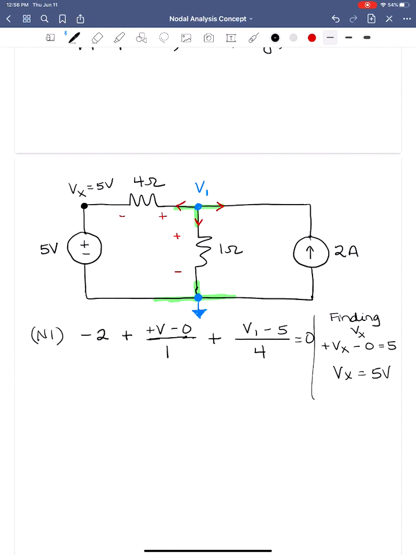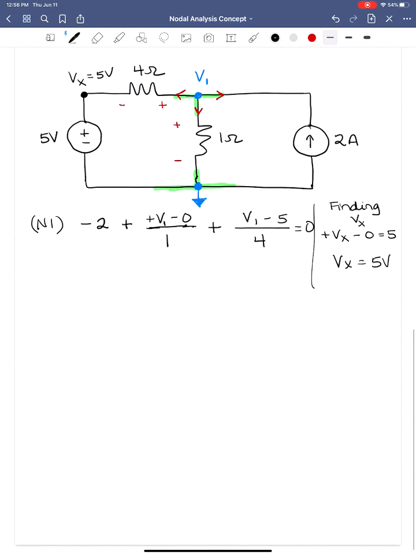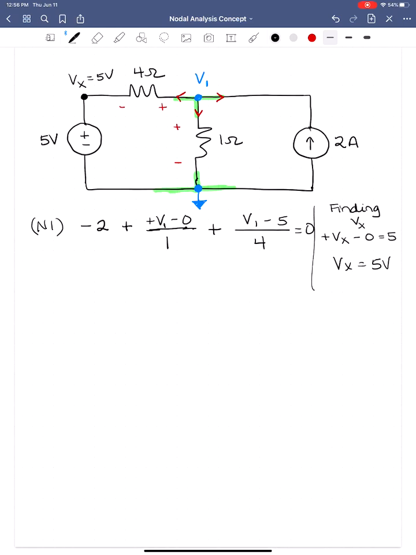So now we have one equation, one unknown, and that's V1. I didn't put V1 there. I'm sorry. It should be plus V1 in that second term. So now we need to collect terms and solve for V1. V1 is our node voltage variable, and we can solve for every other voltage and every other current in the circuit once we know V1.